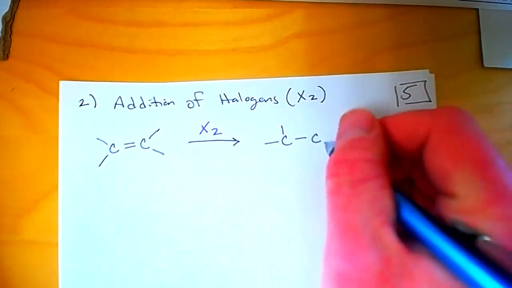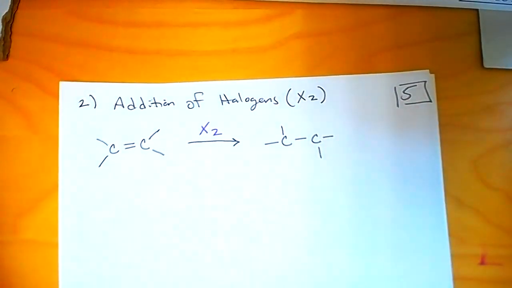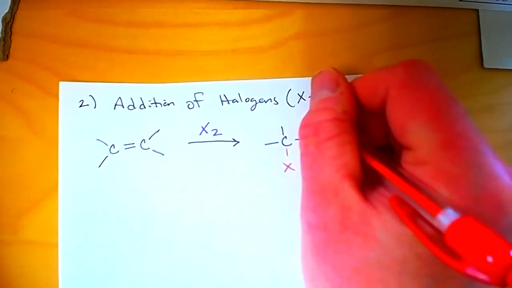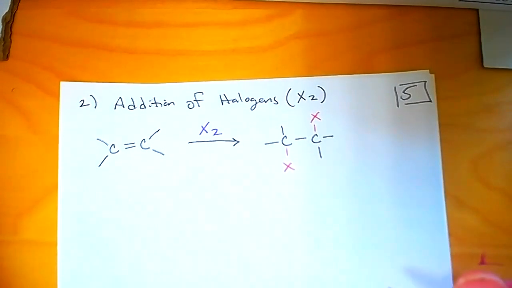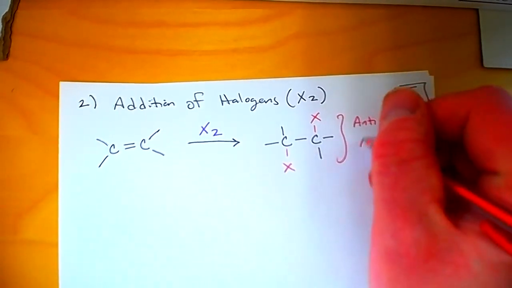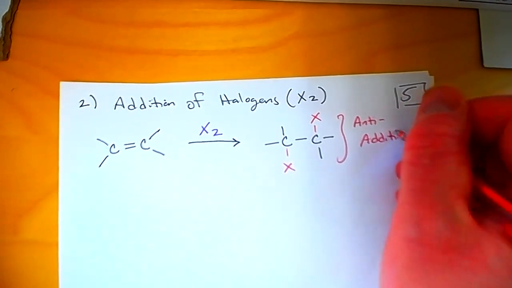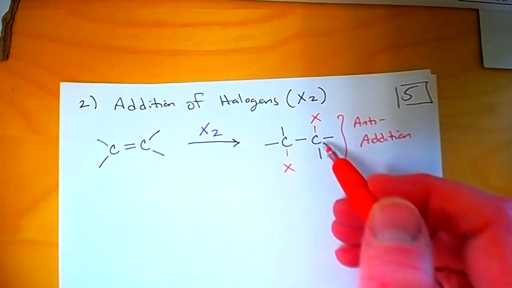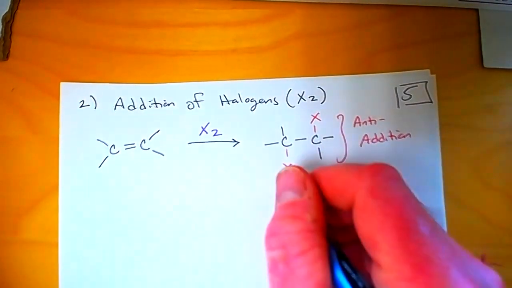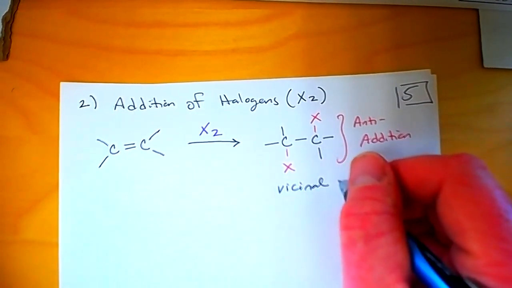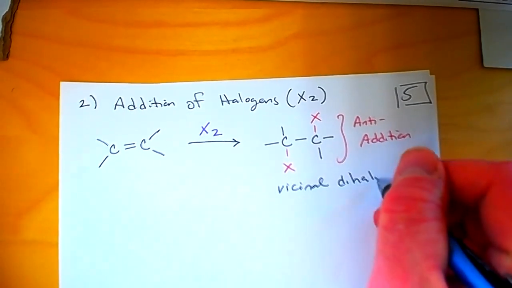And this product has something very interesting about it as far as its stereochemistry, and that is that an anti-addition occurs. So this undergoes anti-addition, meaning it's on opposite sides, okay? And where the halogens are on neighboring carbons, this is what's referred to as a vicinal dihalide. Vicinal for neighboring.